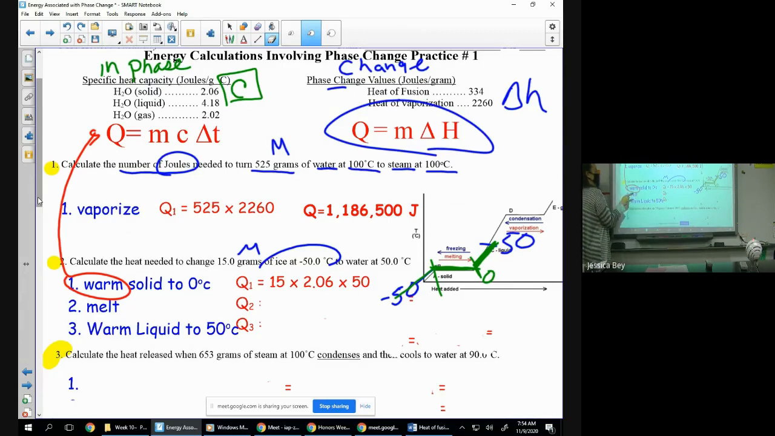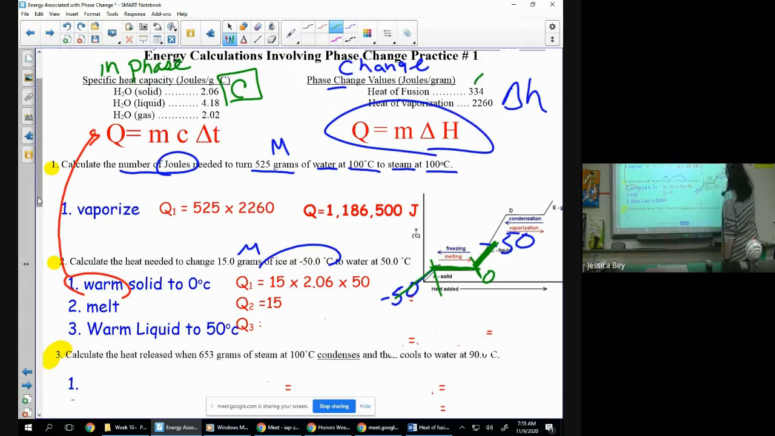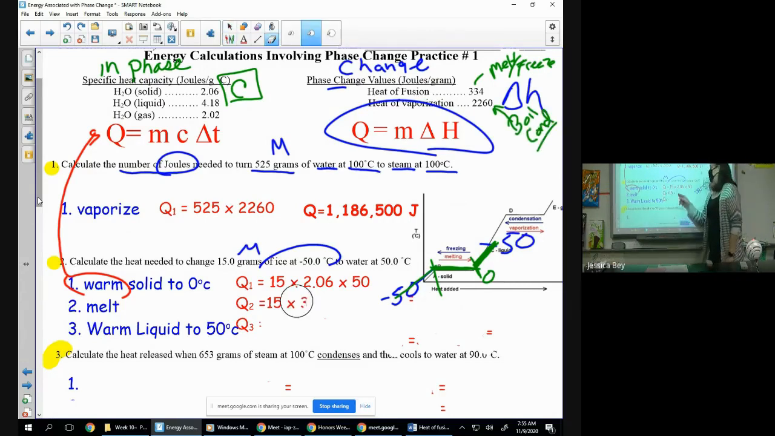Good. Then I'm going to melt. There is no temperature change associated with melting, so I need Q is equal to M delta H instead. M is 15. If I'm doing melting, melt/freeze is the top one. Boil/condense is the bottom. So I need a 334.